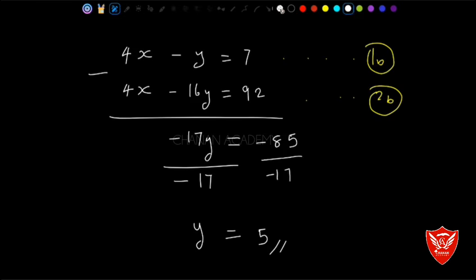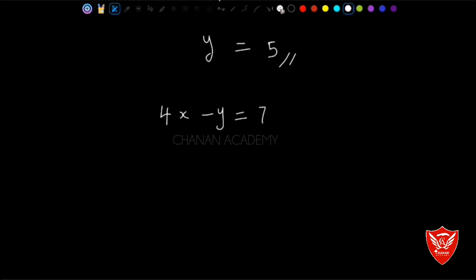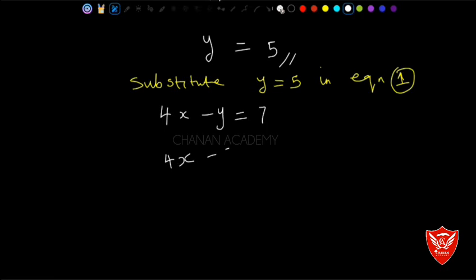So now that y is equal to 5, we are going to substitute 5 in any of the equations above. So we are going to substitute y equal to 5 in equation 1. And our equation 1 is 4x minus y equals 7. So if our y is 5, we are going to have 4x minus 5 equal to 7. And then 4x equal to 7 plus 5.